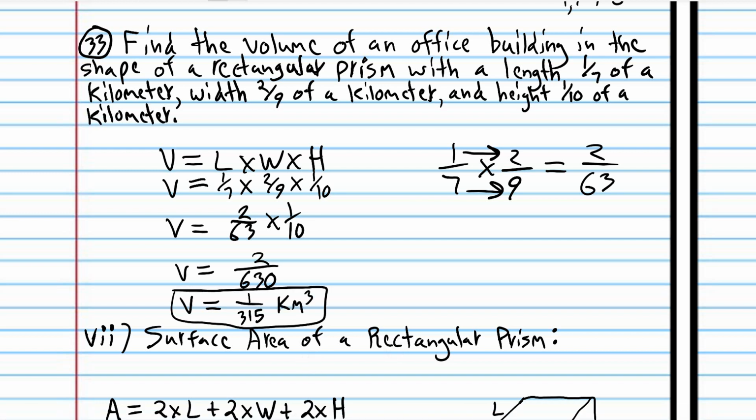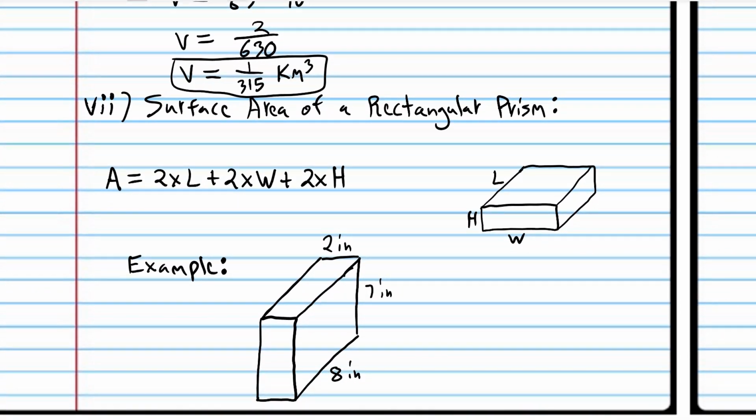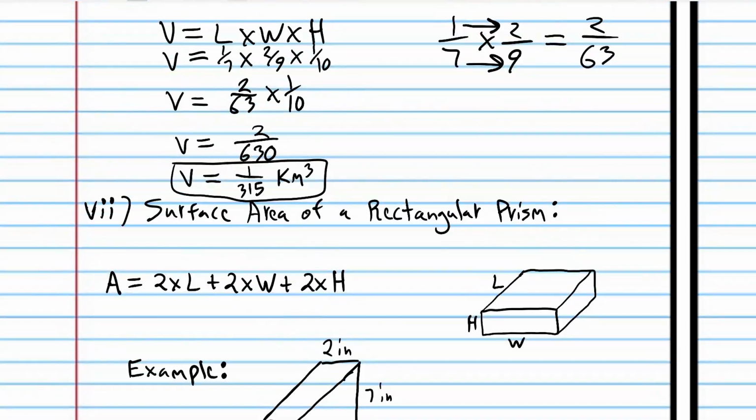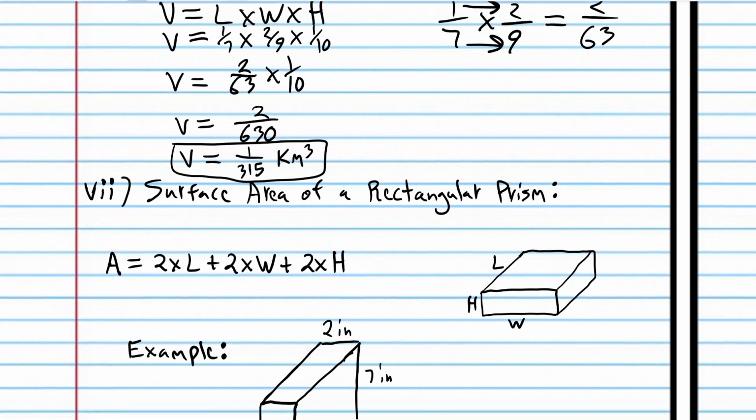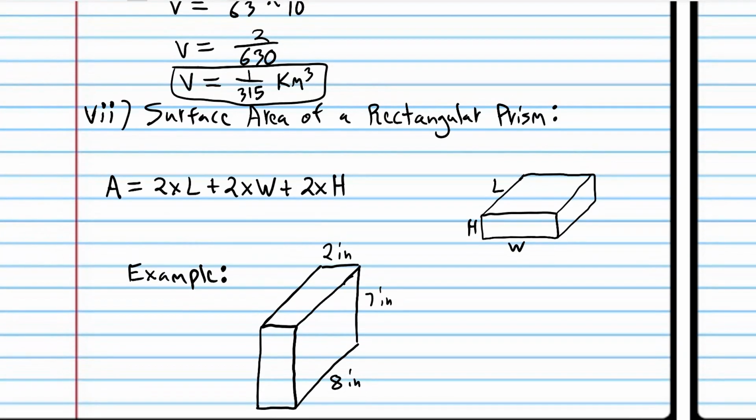All right, so now we're done with finding the volume of a rectangular prism. Now let's find the surface area of a rectangular prism. We're just going to do a few more geometric formulas, and then we're going to be done for the day. We found the volume of a box in the previous problems, but now we're going to find surface area.